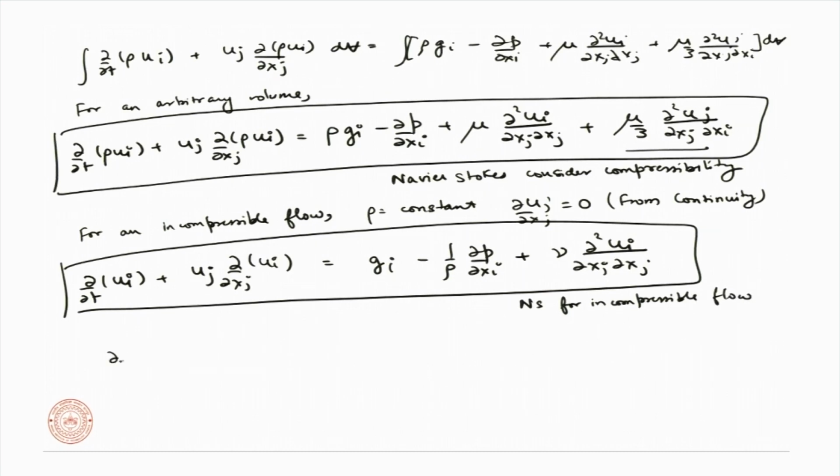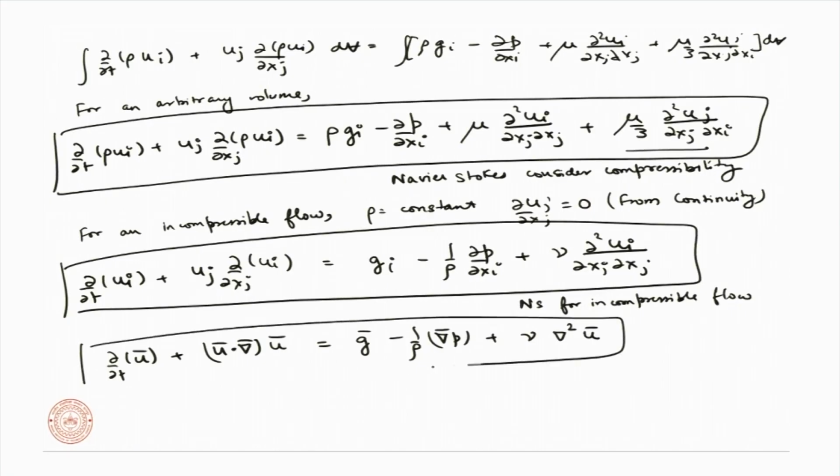In terms of vector notation, this is del by del t of u vector plus u vector dot the gradient of u vector is equals to g vector minus 1 by rho gradient of pressure p plus kinematic viscosity times the Laplacian of the u vector. Okay. So, by now you are familiar.